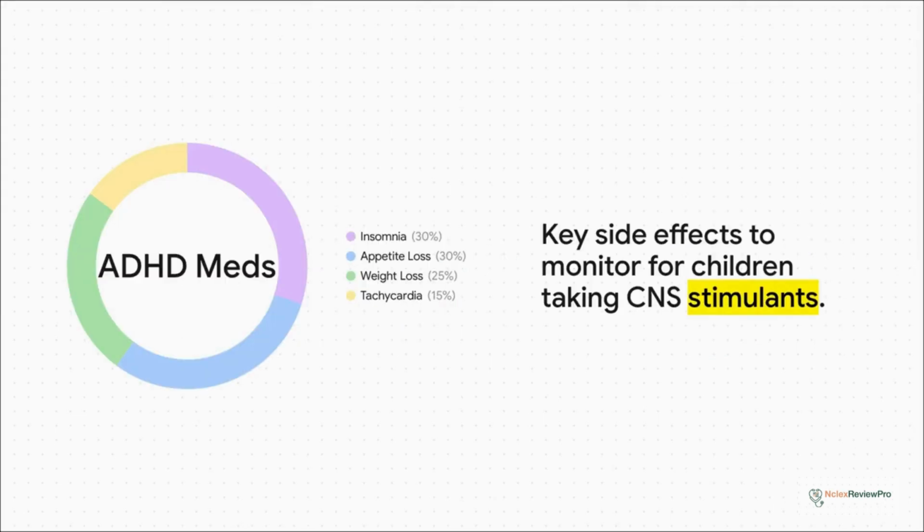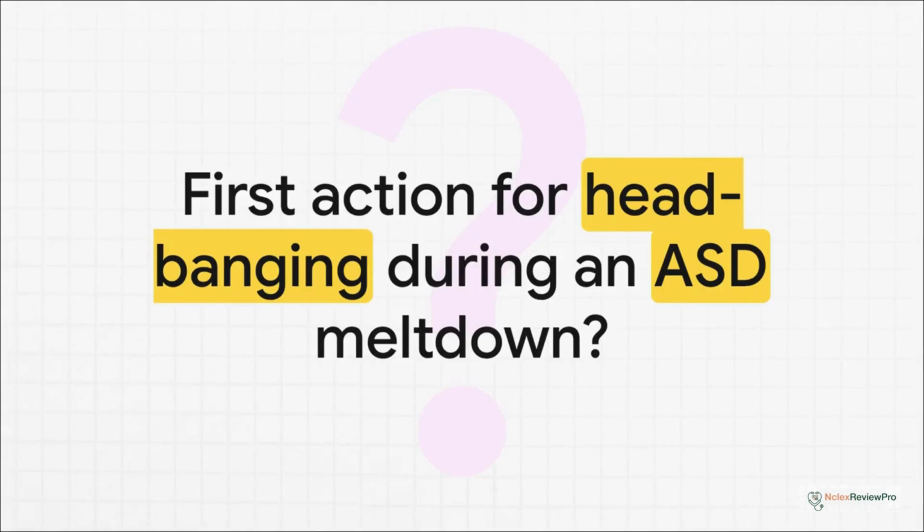So picture this NCLEX question. A child on stimulants has lost weight. What are you thinking? Well, you're looking at this chart in your head and you're recognizing a major side effect that needs an intervention. Your first step is to assess their growth chart and then educate that family on giving the meds with food. Okay, what's your first move?